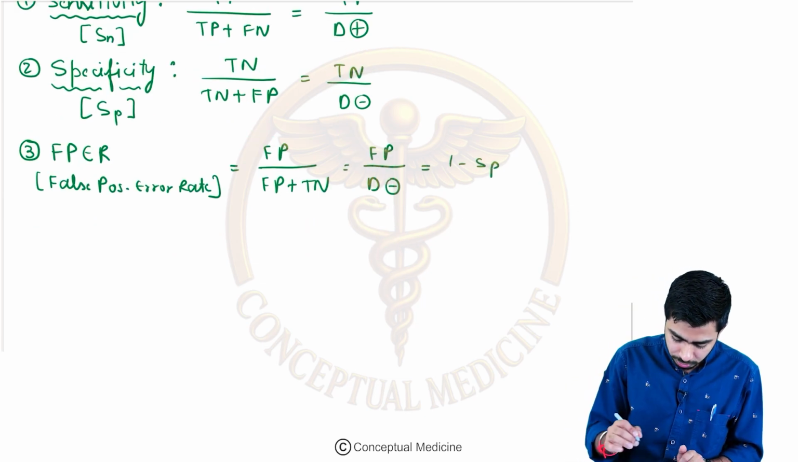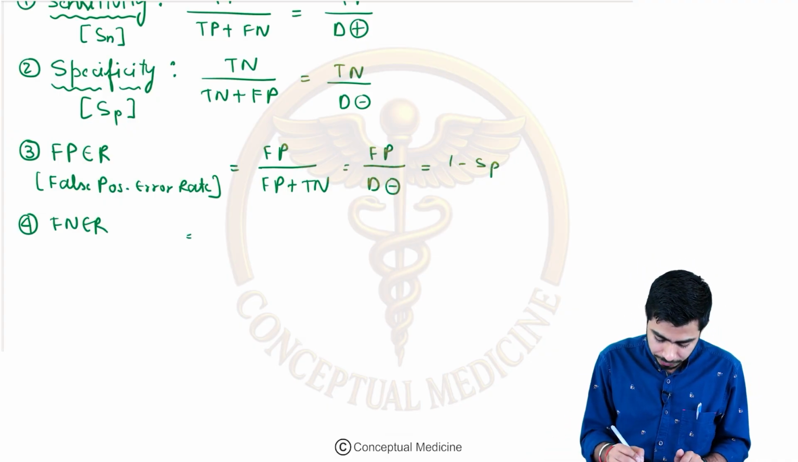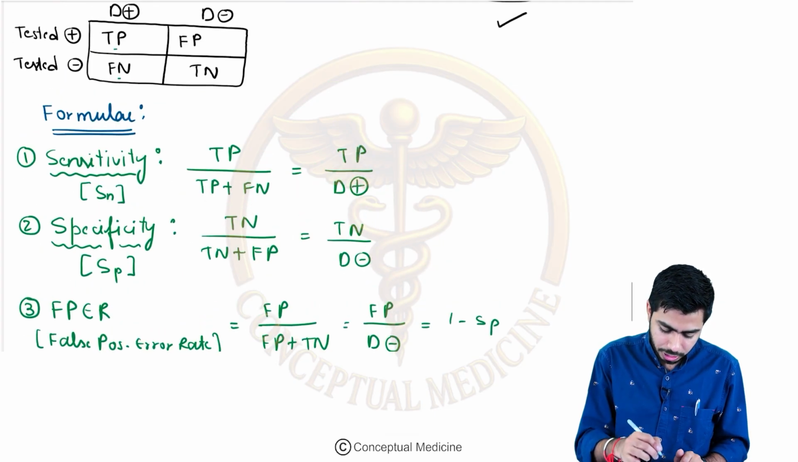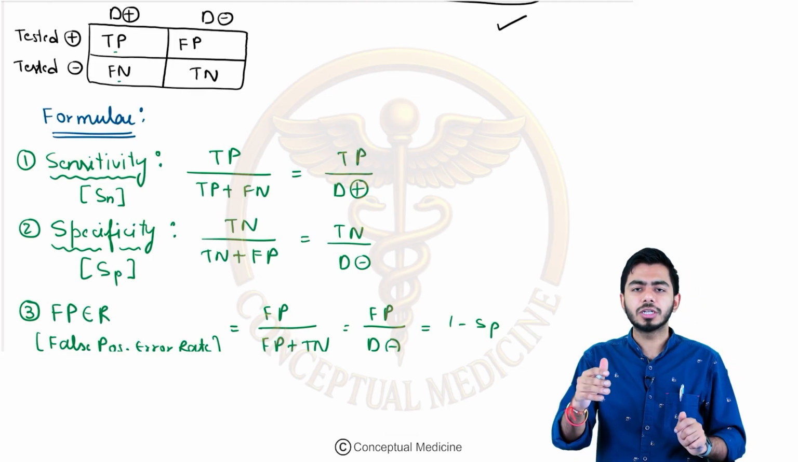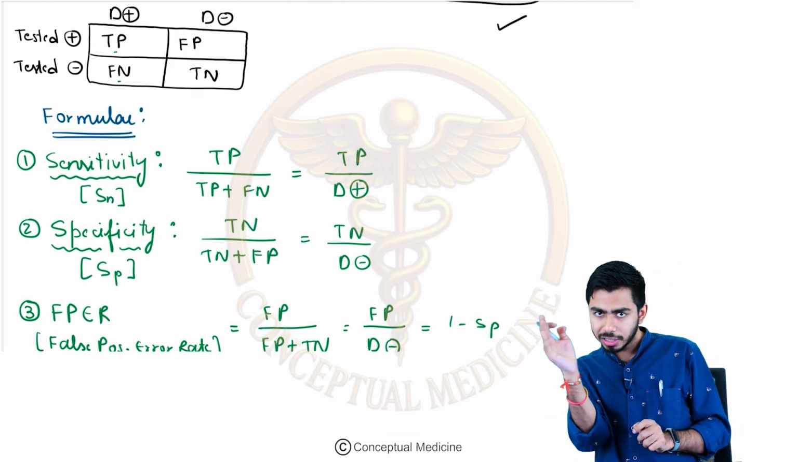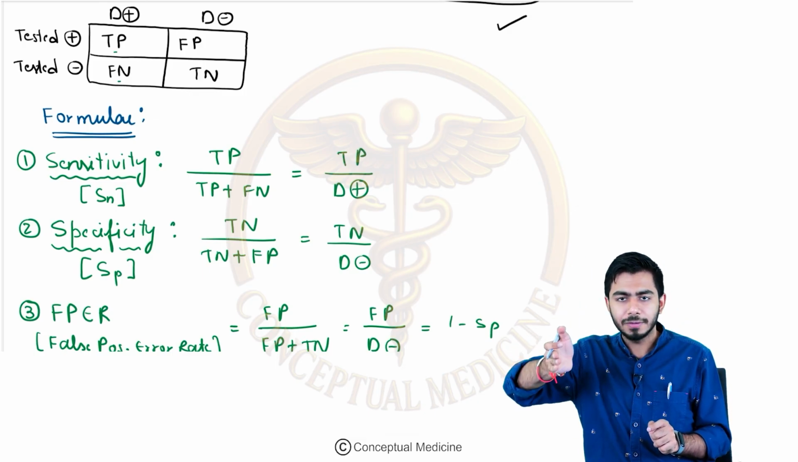Okay. Next formula which I can derive out of this, that is the false negative error rate. Again in the numerator I will write false negative. Where is the false negative? This is the false negative. So false negative divided by false negative plus true positive. So in the denominator I am not crossing the table like this. I am crossing the table like this only, right?